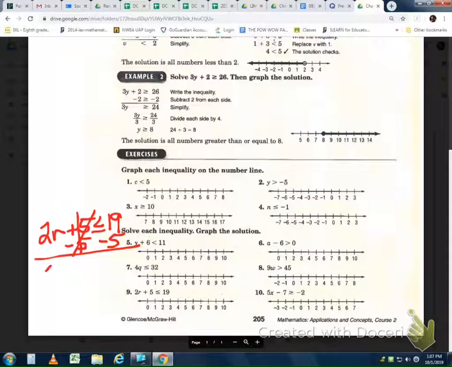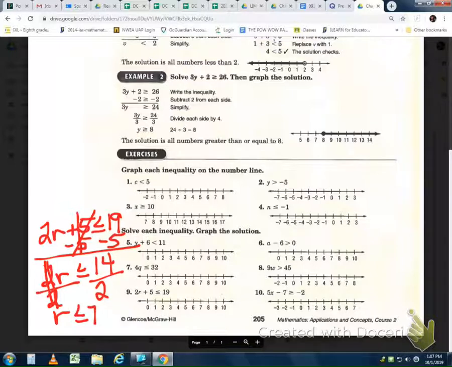Below the line, 2r less than or equal to, what's 19 minus 5? Anybody know? 14. The last step, 2 times r. How do we undo times? Divide. So we're going to divide both sides by 2, because 2 divided by 2 cancels away to 1. So r is less than or equal to, what's 14 divided by 2?